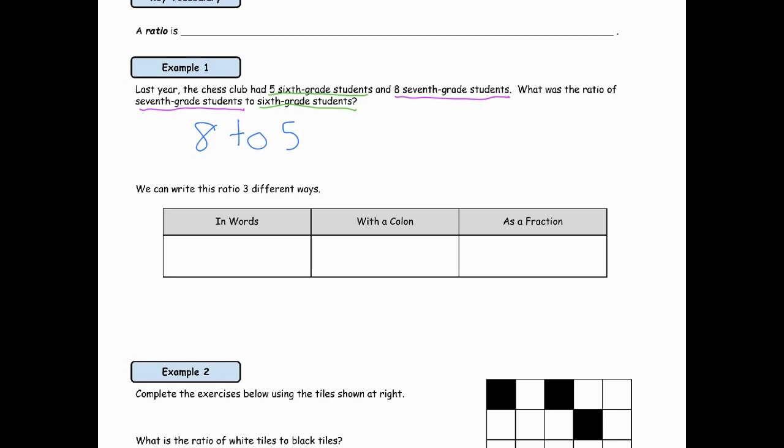So we can write this ratio 3 different ways down here in this table. One way, like we just did above, is in words. We could say 8 to 5. We could use a colon, 8:5. And also, it could look like a fraction, 8/5. Notice all 3 of those ways are read as 8 to 5.